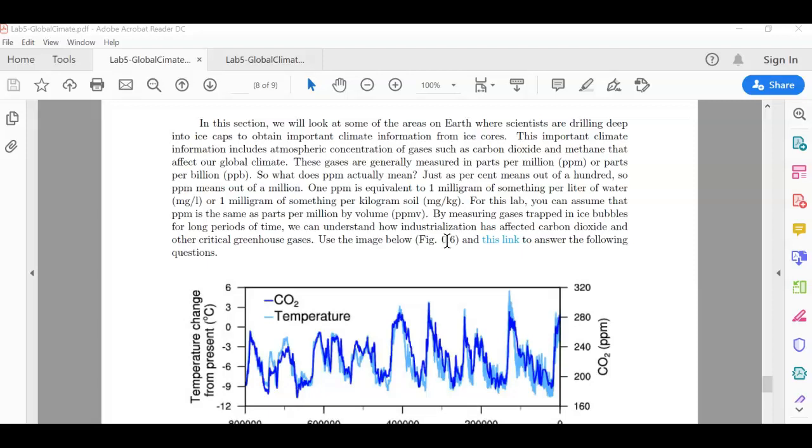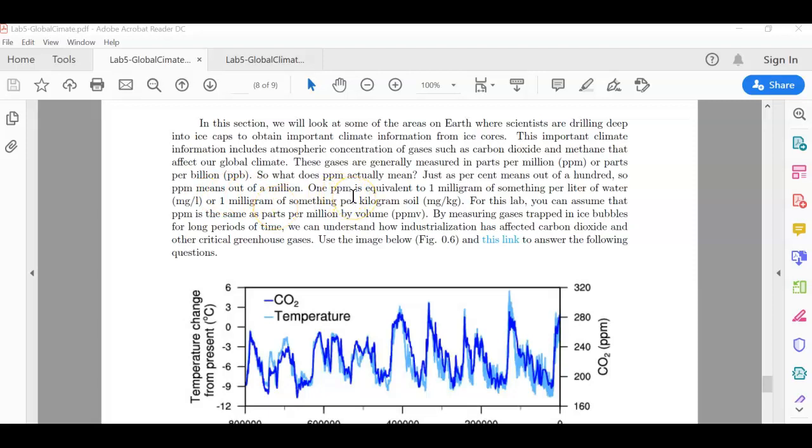This important climate information includes atmospheric concentration of gases such as carbon dioxide and methane that affect our global climate, or we think so. These gases are generally measured in parts per million, or ppm, or parts per billion, or ppb. So what does ppm actually mean? Just as percent means out of 100, so parts per million means out of a million.